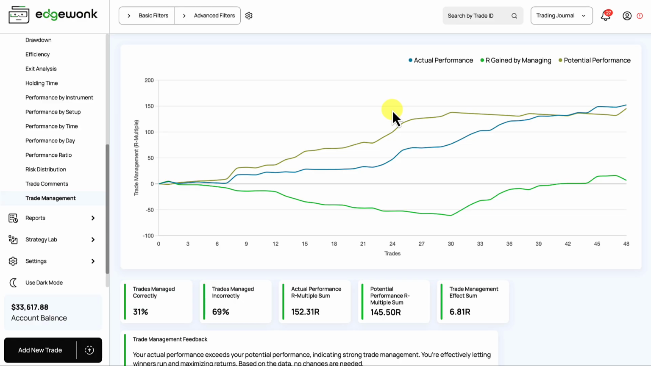And this means you enter your trade, you set your stop loss, you set your target, and then you don't touch your trade again. So this graph shows you what would have happened with your performance if you would never have managed a single trade and you just let it run until either the stop loss or the take profit would have been hit. And what this means is that here in the beginning you see the potential performance is above the actual performance. So potentially the trader could have made more money if he would not have touched his trades and would not have managed his trades.